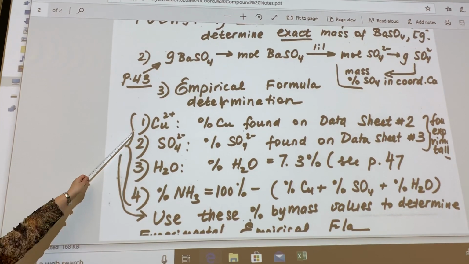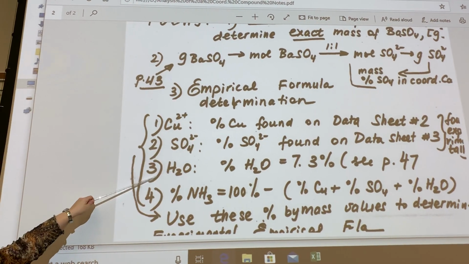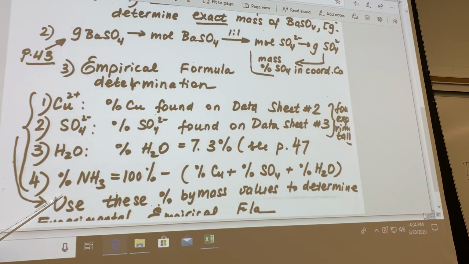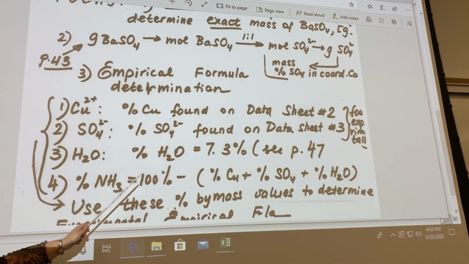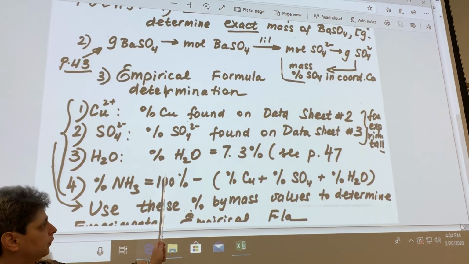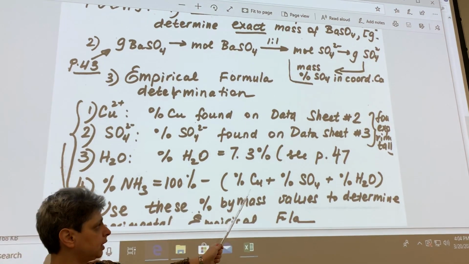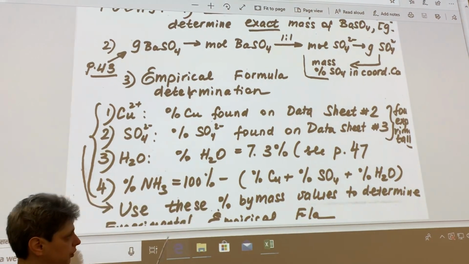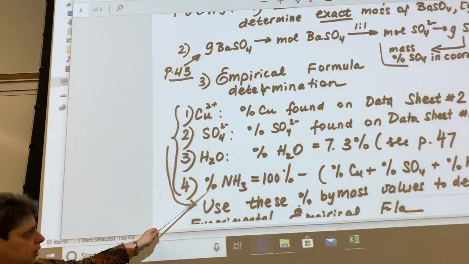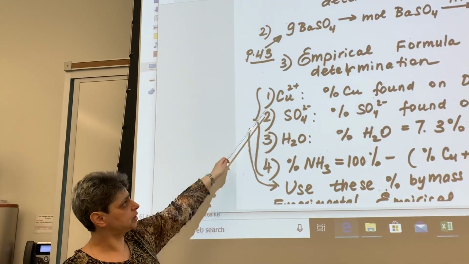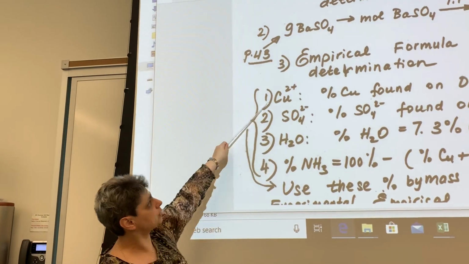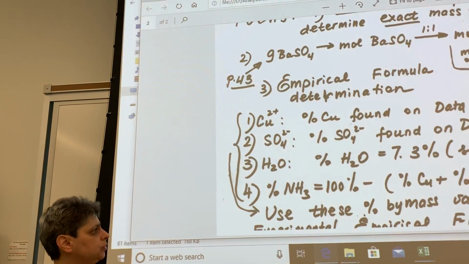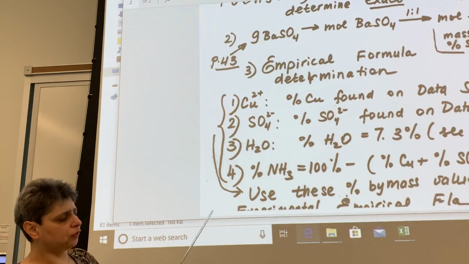And then once you have 3 out of 4 components of our purple coordination compound, you can find percent ammonia. Percent ammonia is found by difference, by subtracting the sum of the copper, sulfate, and water percentages from 100%. That will give you mass percent ammonia, and then you can use these mass percentages, 2 of which I experimentally found, to find the empirical formula.